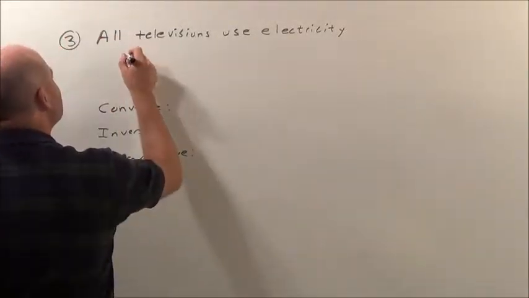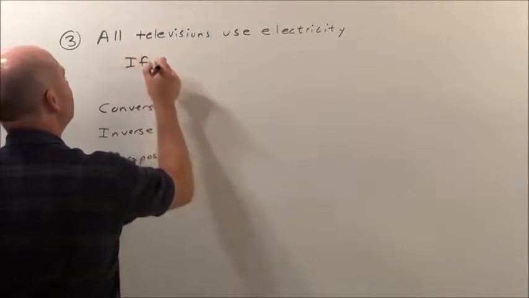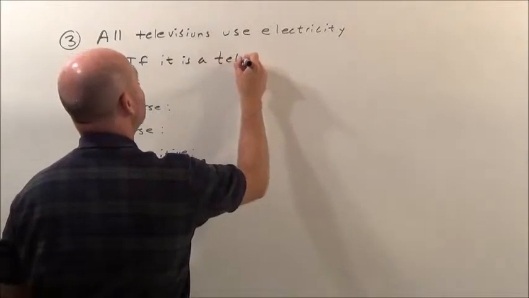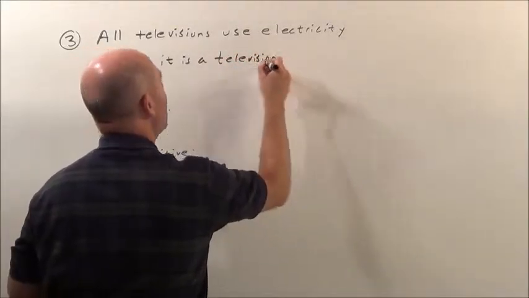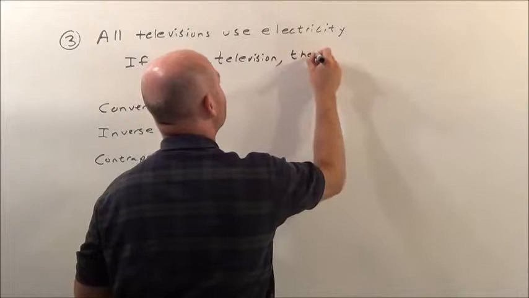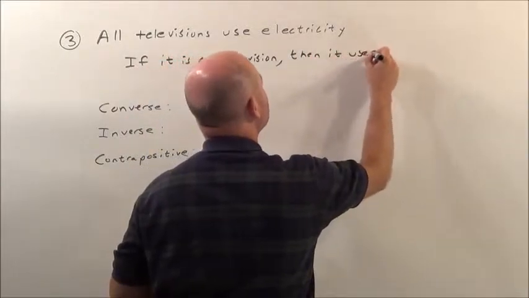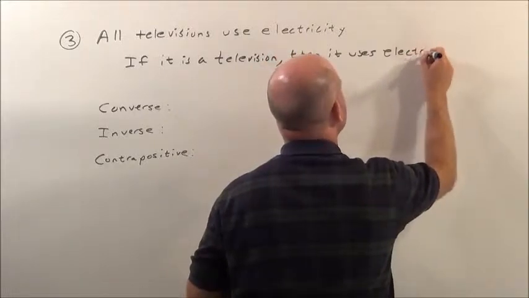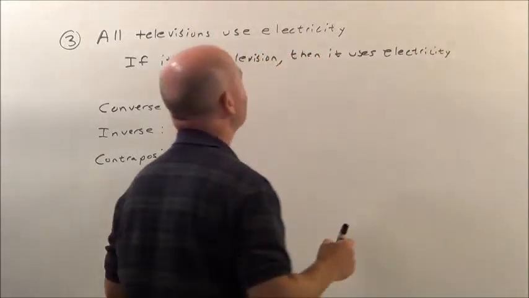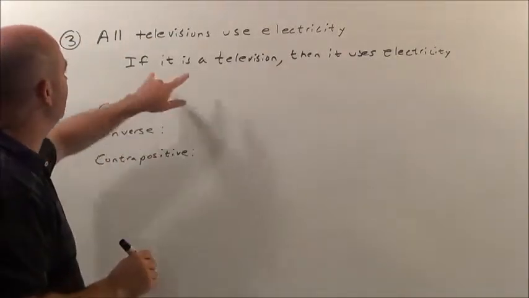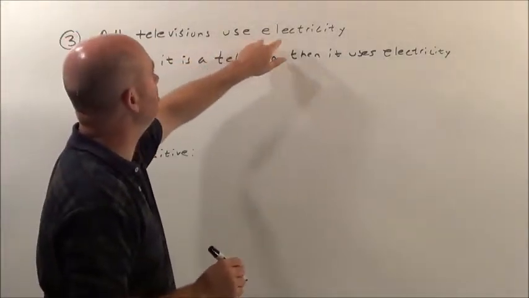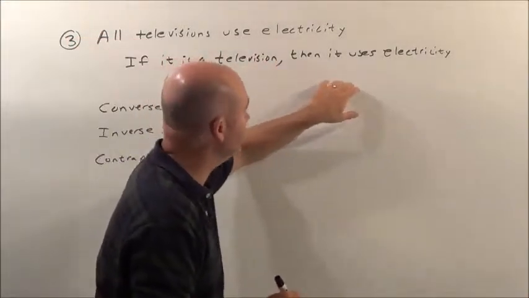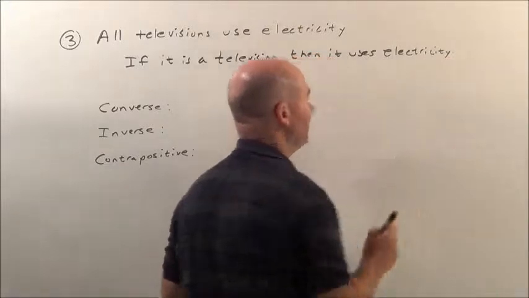So what I'm going to say is, hey, I'm going to start with an if: if it is a television, comma, then it uses electricity. Okay? So we've changed this all televisions use electricity to a conditional statement of if it is a television, then it uses electricity. So just put a period.